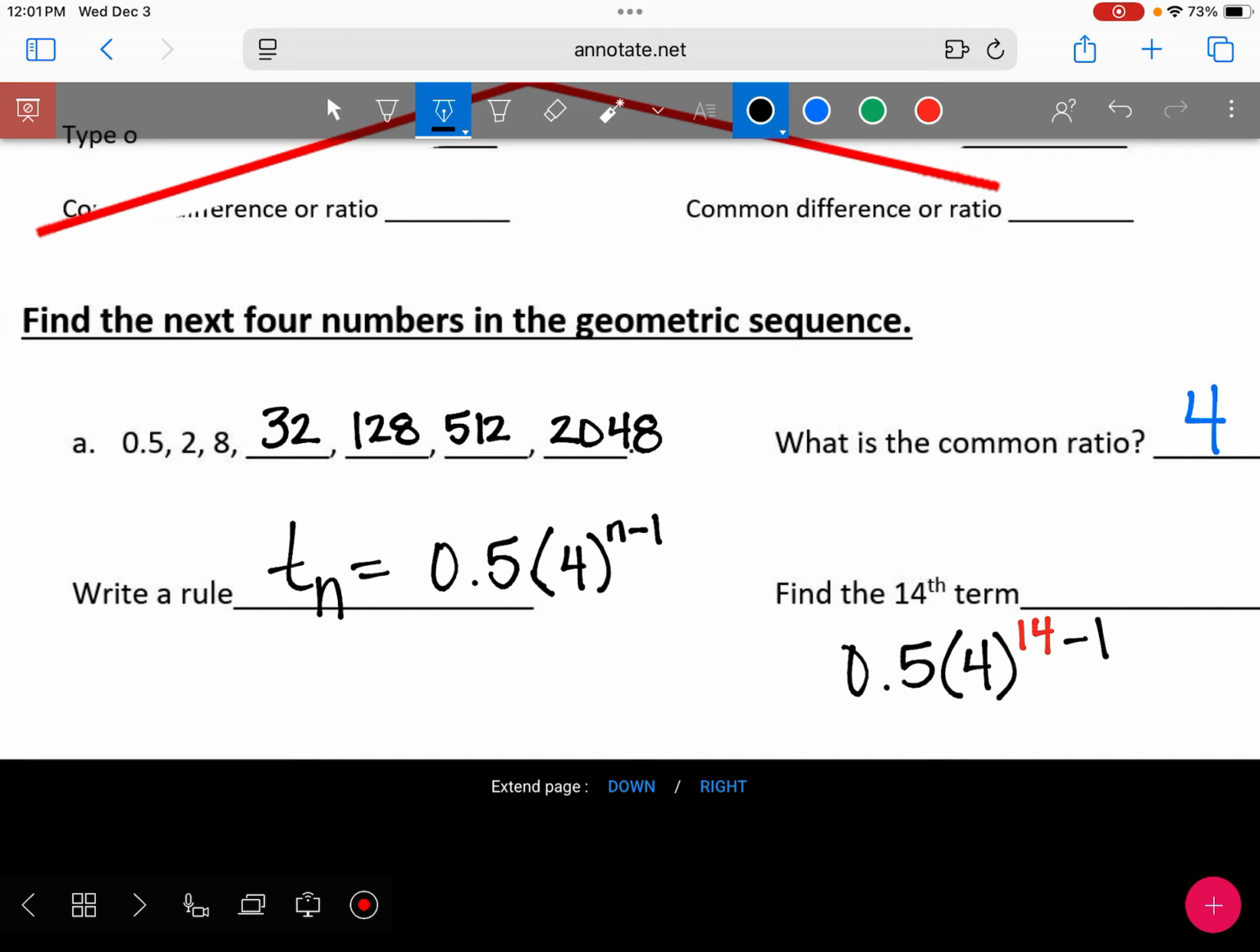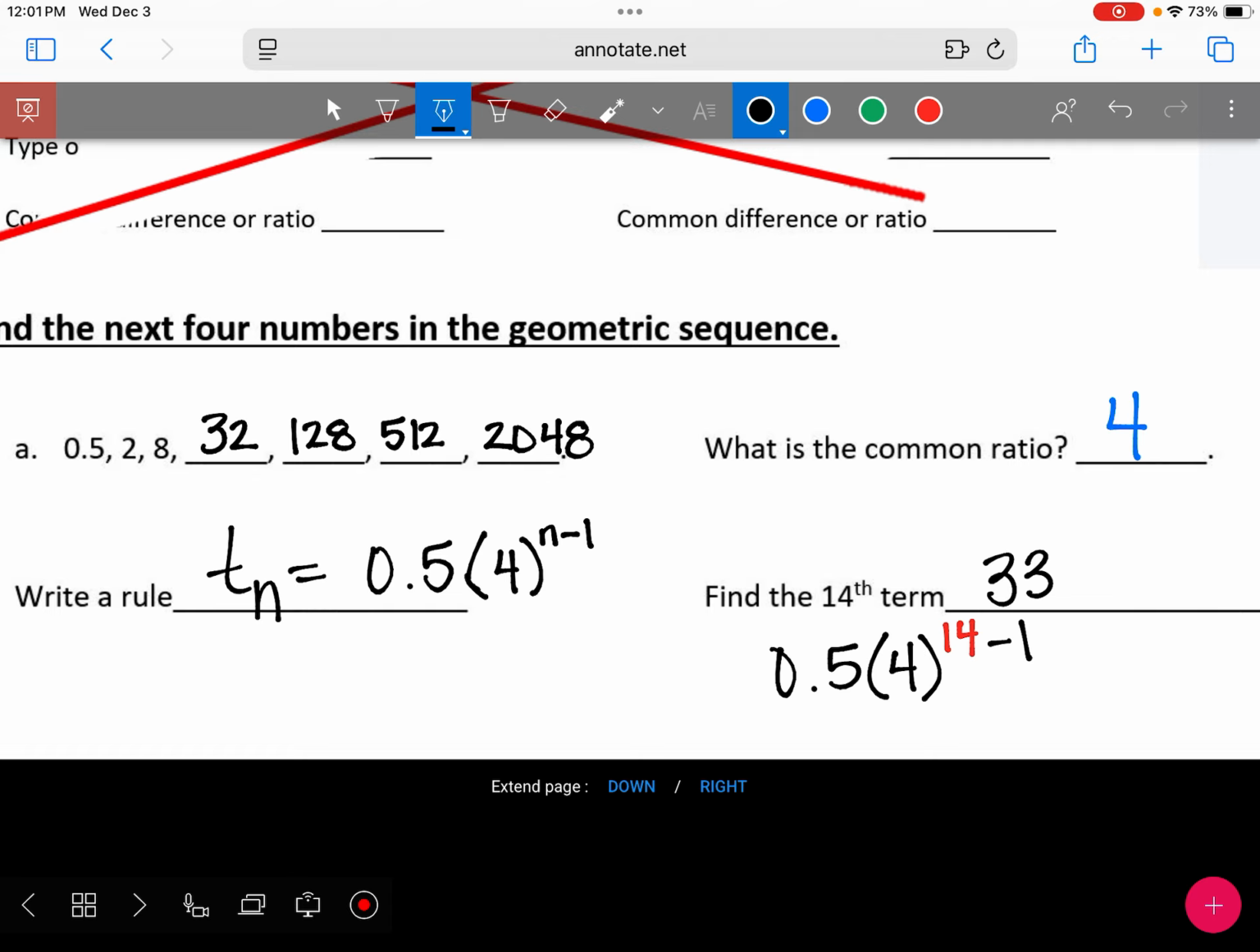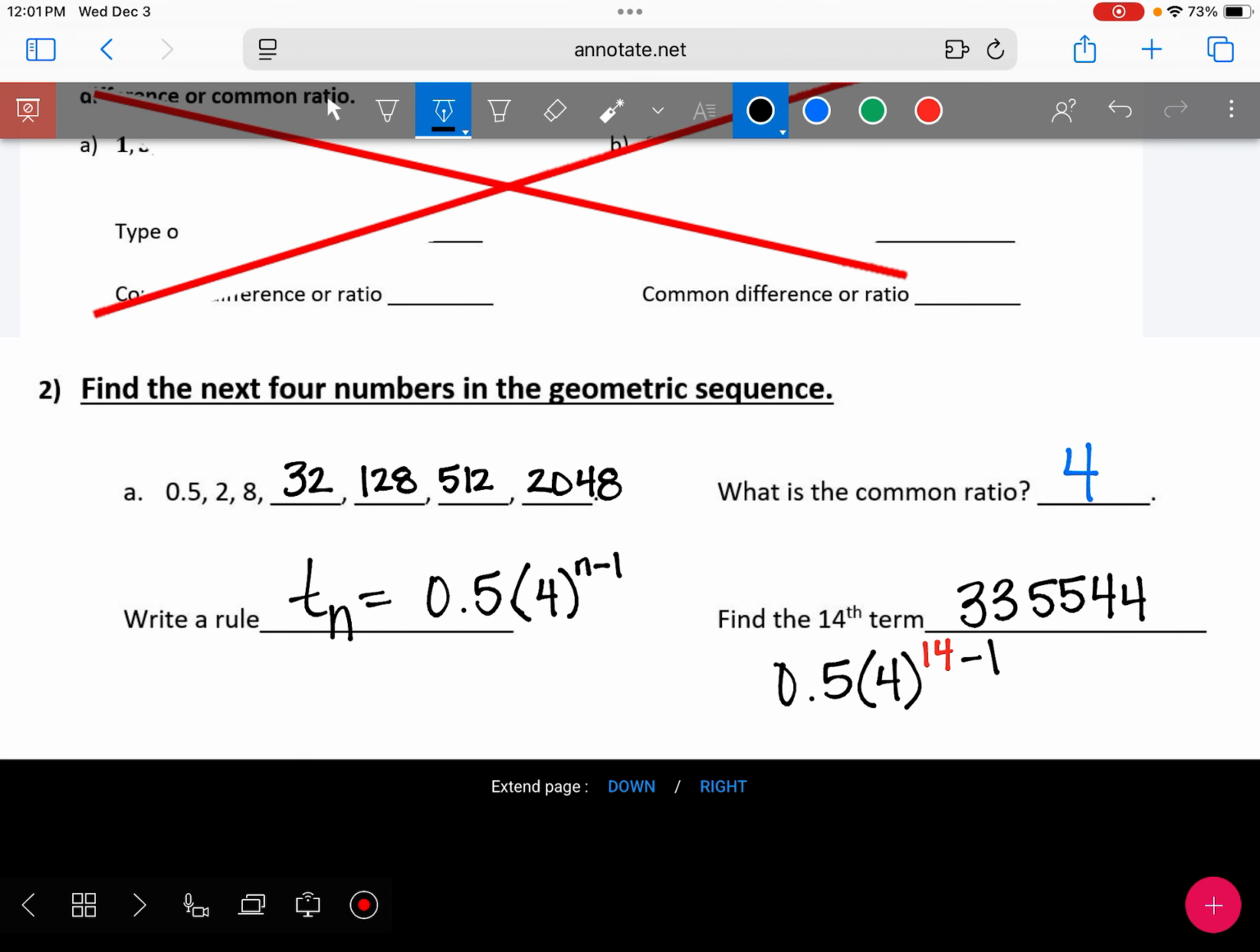Okay, let me go ahead and type it in. 33,554,432. It's a lot of money. Any questions? All right, let's go to the next page. Look at number 3.